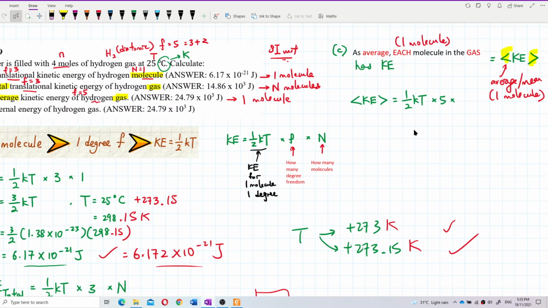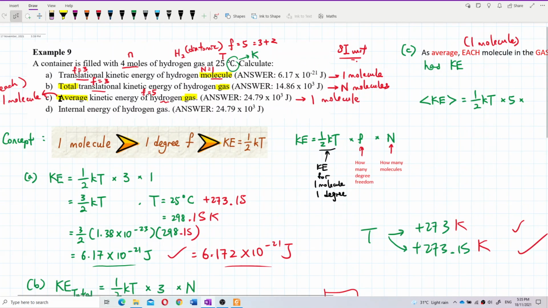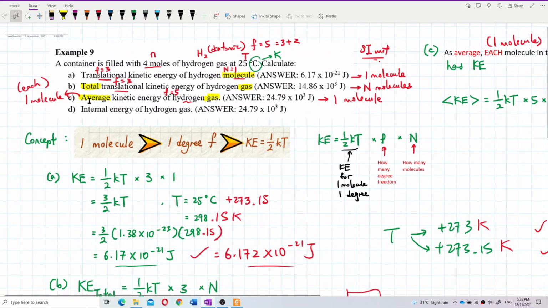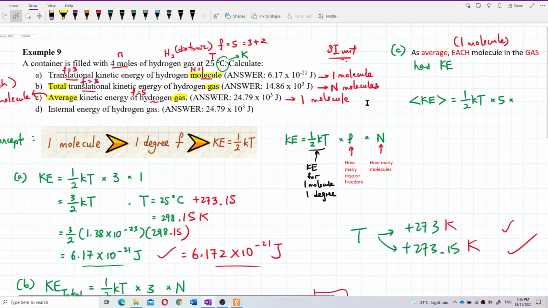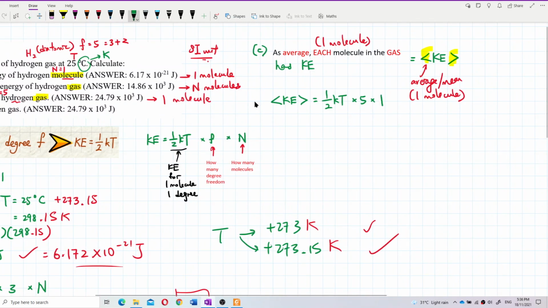How many molecules? Only one molecule, because you got the word average. Average means only one molecule. We are talking only one molecule, so we multiply 1. So our equation is actually 5/2 kT. That's it, 5/2 kT, and we can find the answer. What's the value of k?